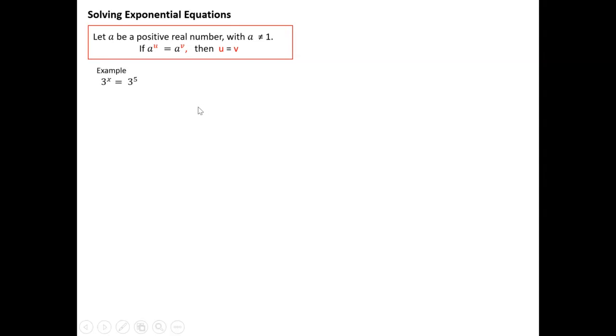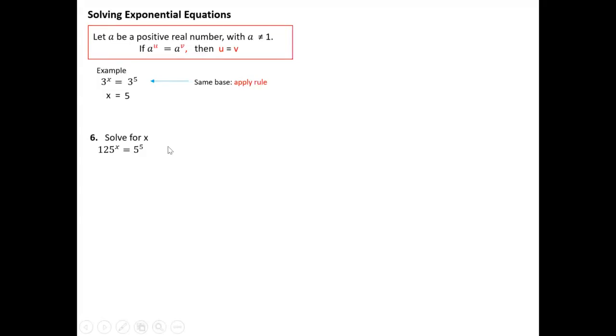Okay, example. So you have 3 to the x power equals 3 to the fifth power. You see, guys, the a is called the base. So if you have the same base, you can apply the rule. For example, here, we let the exponents equal each other, so x will equal 5.